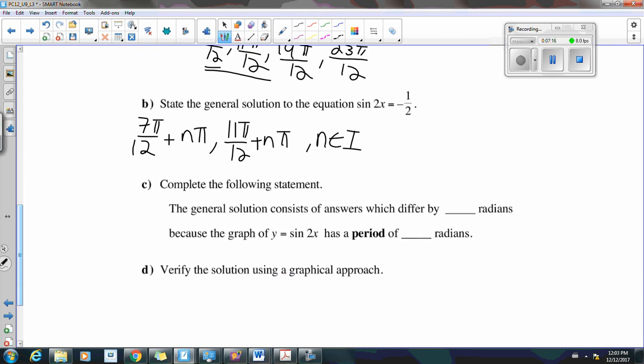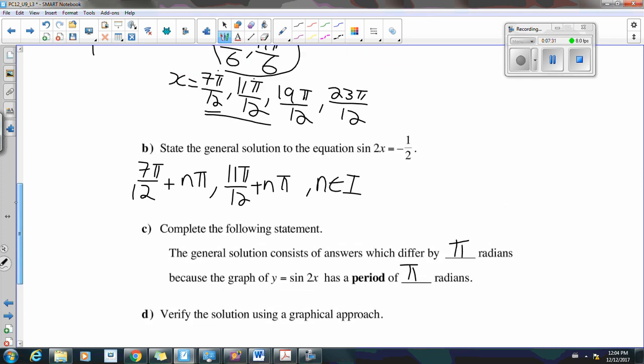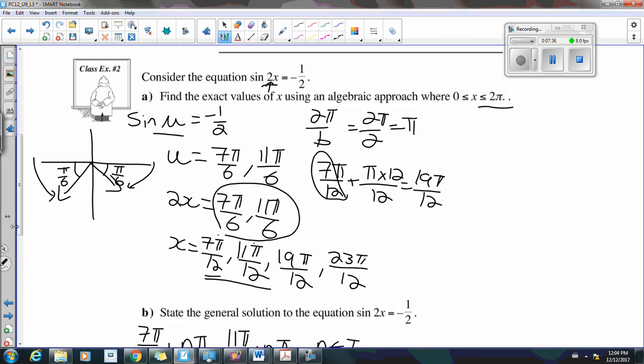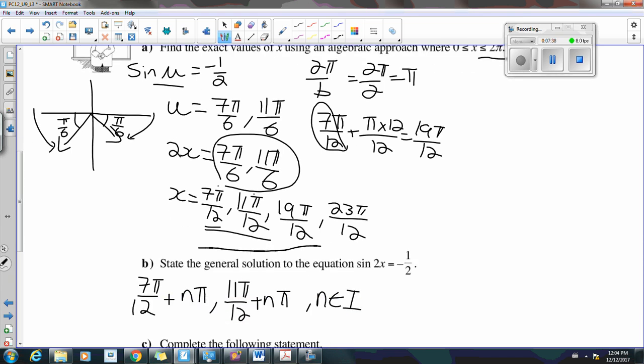Complete the following statement. The general solution consists of answers which differ by pi radians, because the graph of y equals sine of 2x has a period of pi radians. So now, since the period is pi radians, in that domain of 0 and 2 pi it gave us, we know we're going to get all of these solutions twice, which would be another thing that would tell us we should have 4 solutions in the end. Because we got these 2 solutions from one full rotation or one full period or cycle, we know we're going to go through 2 in the domain between 0 and 2 pi, which tells us those solutions are going to repeat.